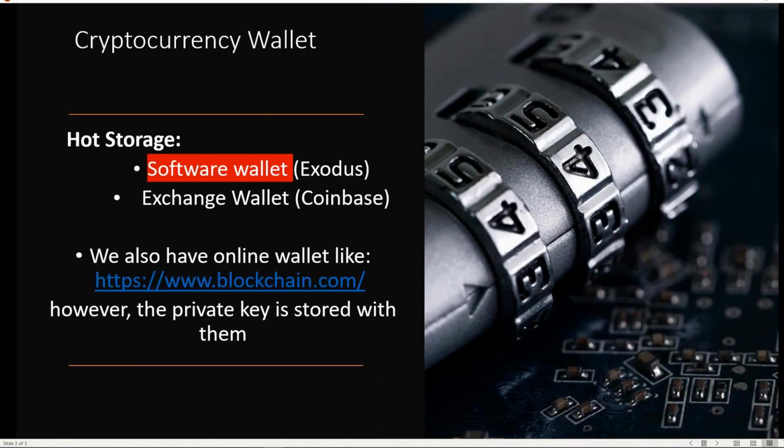The second category of storage that we have is hot storage, which is the software-based storage or the exchange wallet. The exchange wallet is on the exchanges where we buy or trade our cryptocurrency. They have a wallet you can use, but the downside is you do not own the private key. The exchanges own the private key. Not your keys, not your coin. If it is not your private key, it is not your coin. If something happens to the exchange, you might lose your cryptocurrency.